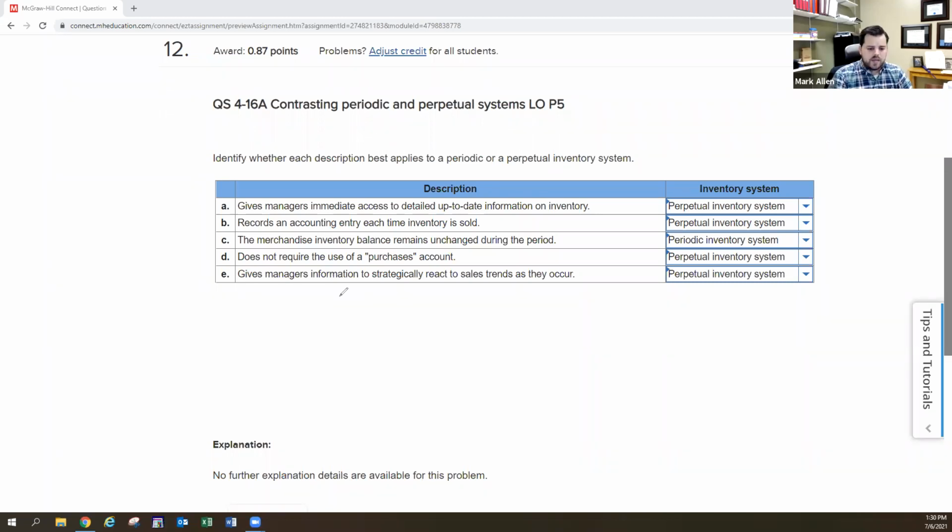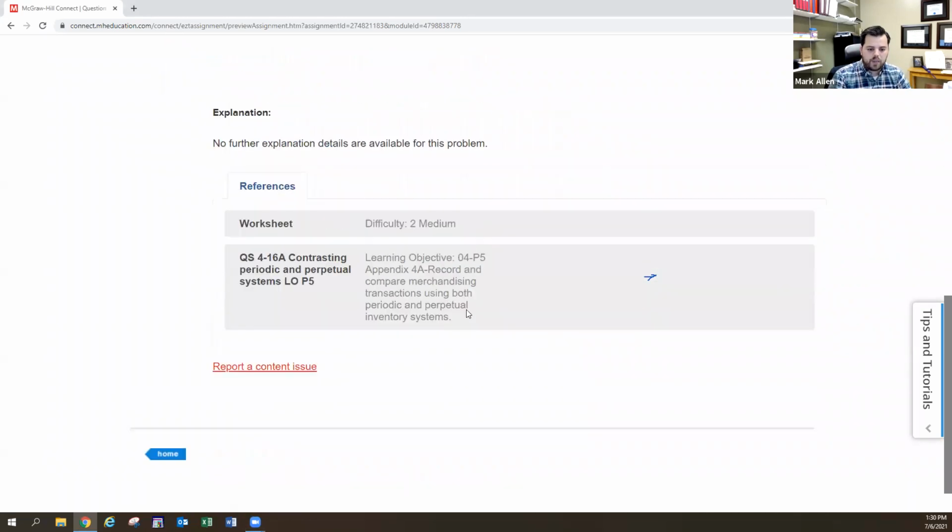And then, of course, the last piece here gives managers information to strategically react to sales trends as they occur. Well, of course, the only one that could do that is perpetual, because it is the one that's being updated to indicate the changes in sales and how all of that is occurring. So with that, we have wrapped up our assignment here on Chapter 4.